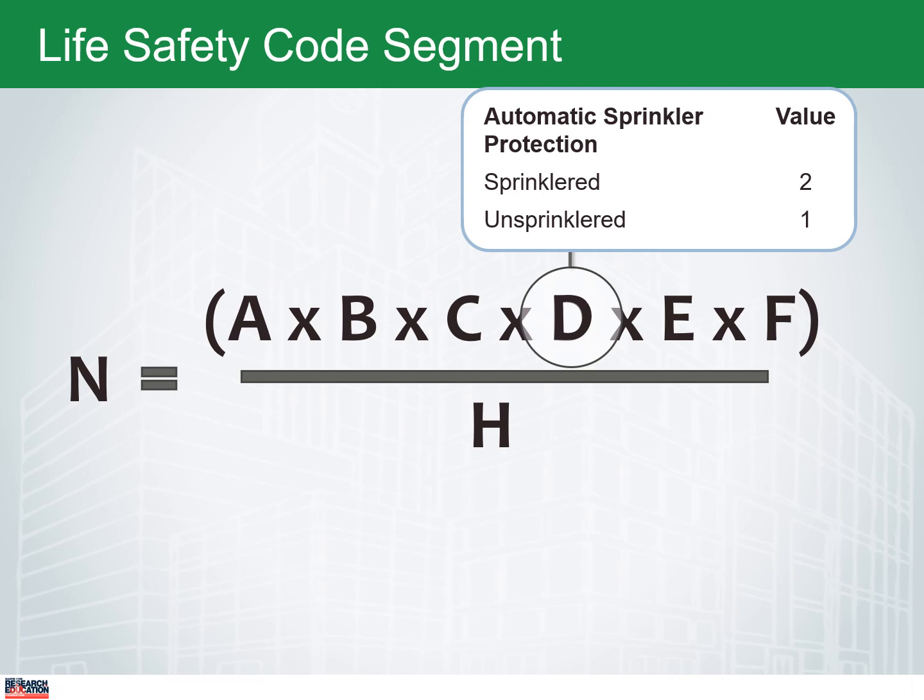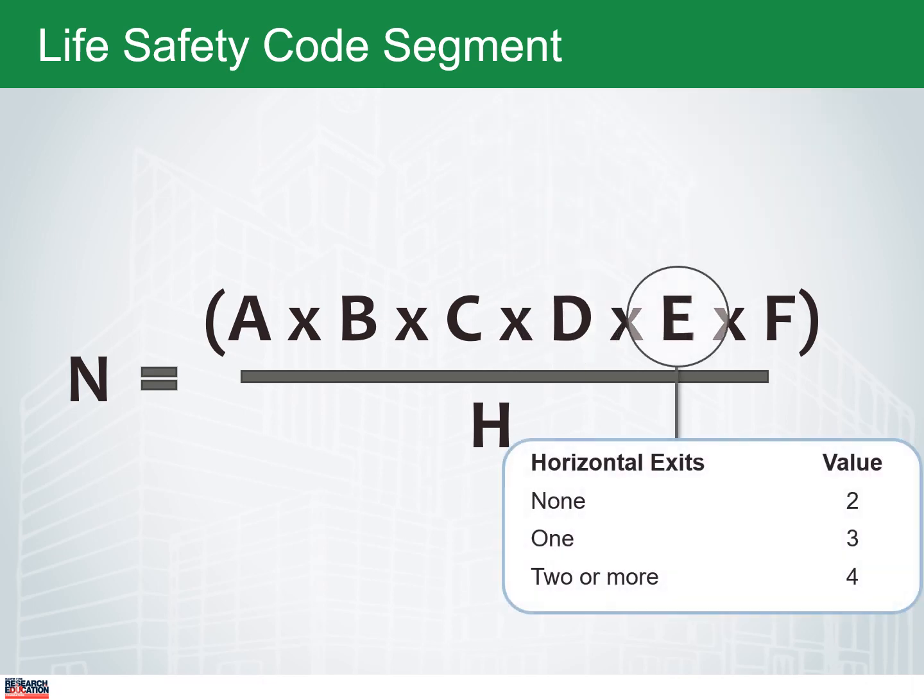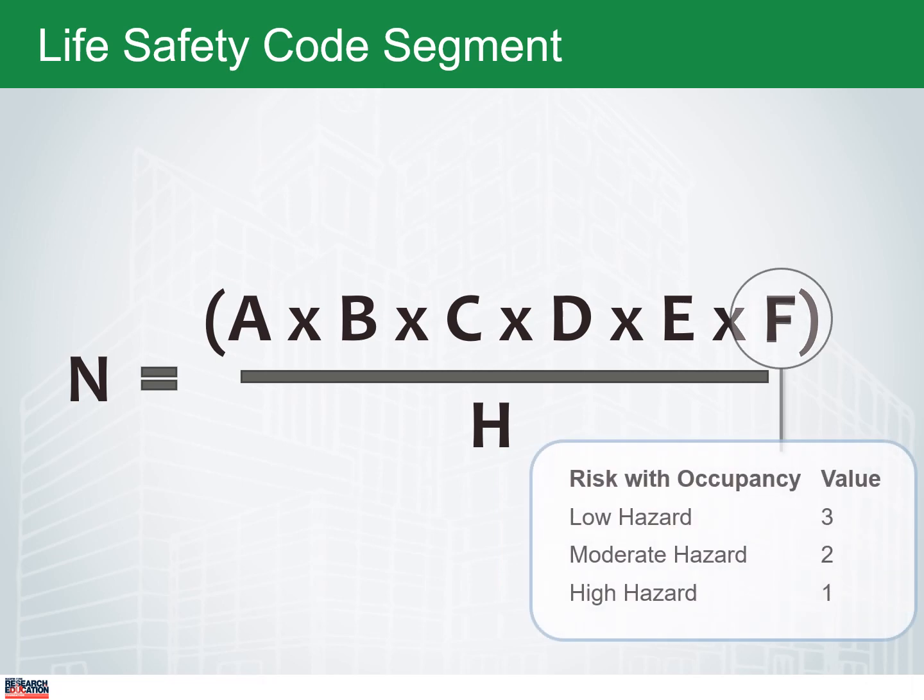If the building is sprinklered, we get a value of 2. If the building is unsprinklered, there is a value of 1. The E in the equation represented horizontal exits. If there were no horizontal exits, then E would equal 2. If there was one horizontal exit, E would equal 3. If there were 2 or more horizontal exits, E would equal 4. This factor recognizes the value of protected egress from a space. The F in the equation represented the risk associated with the type of occupancy.